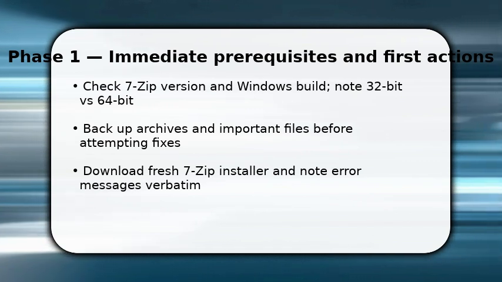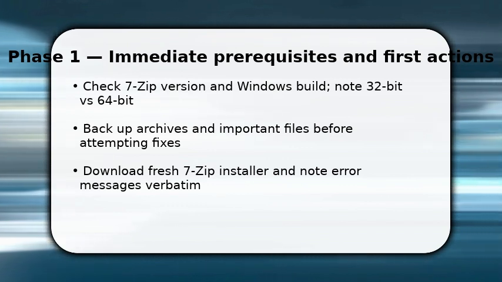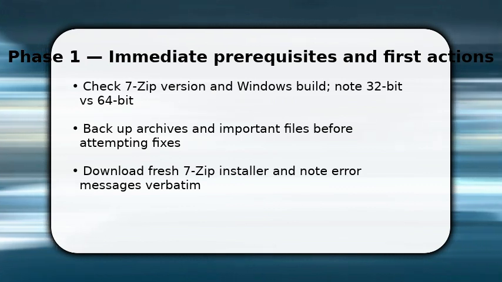Now, download a fresh 7-zip installer from a trusted source and keep the exact error text visible. That message guides the fix. If installation fails, capture screenshots or copy the message so you can target the root cause precisely.